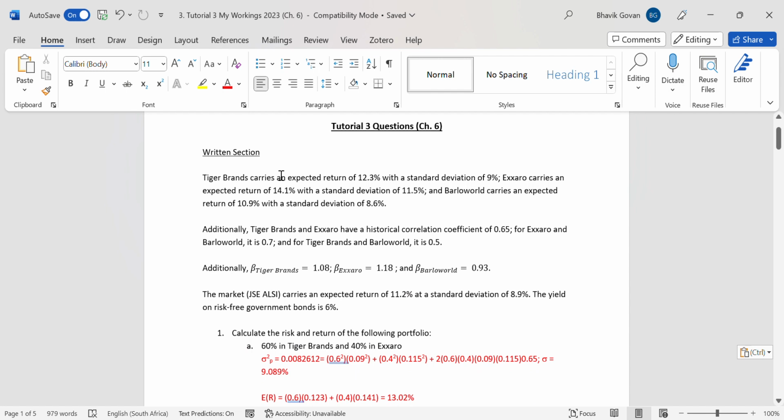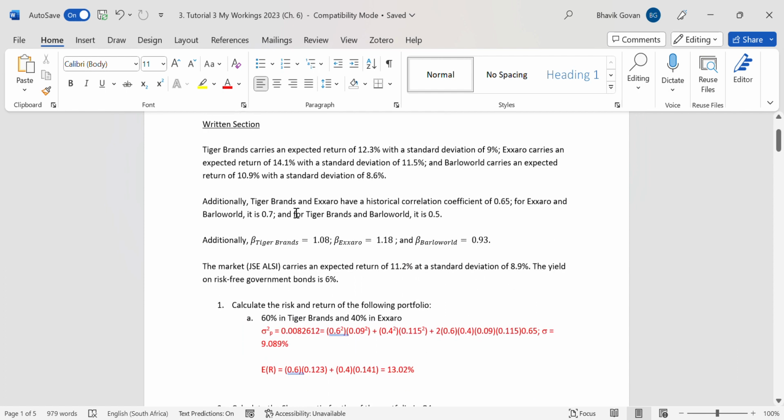Tiger Brands carries an expected return of 12.3% with a standard deviation of 9%. Exaro carries an expected return of 14.1% with a standard deviation of 11.5%. And Barloworld carries an expected return of 10.9% with a standard deviation of 8.6%.